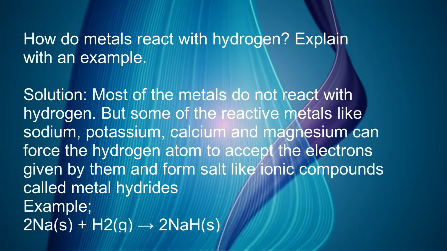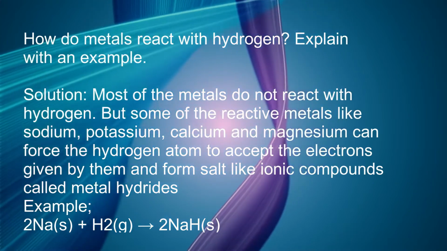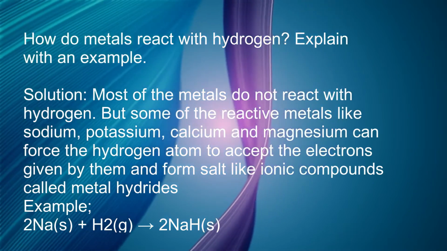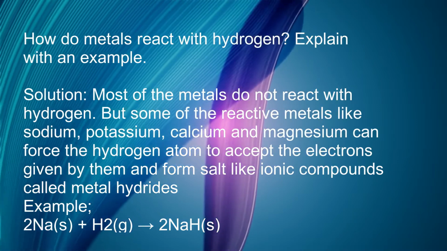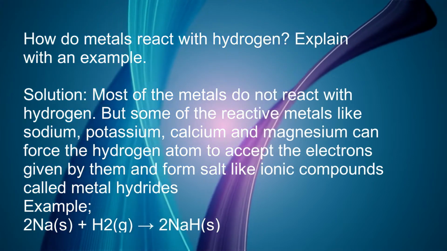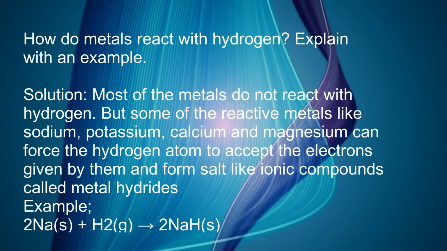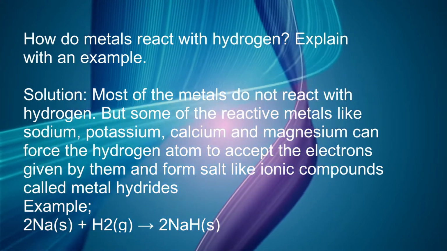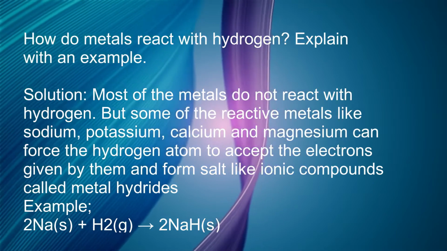A. How do metals react with hydrogen? Explain with an example. Solution: A. Most of the metals do not react with hydrogen. But some of the reactive metals like sodium, potassium, calcium and magnesium can force the hydrogen atom to accept the electrons given by them and form salt-like ionic compounds called metal hydrides. Example: 2Na (sodium, solid) + H2 (hydrogen, gas) gives 2NaH (sodium hydride, solid).